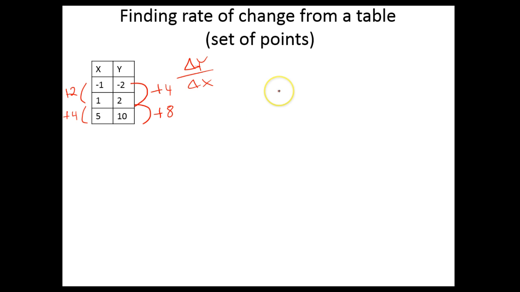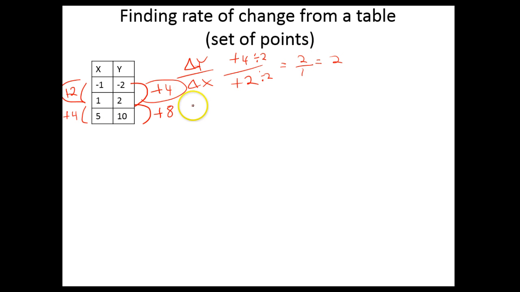Now I'm going to divide them. So my first change in y was positive 4. I'm going to divide that by my first change in x, which was positive 2. Now they're both even, so I can simplify this or divide top and bottom by 2. 2 over 1, which is 2.